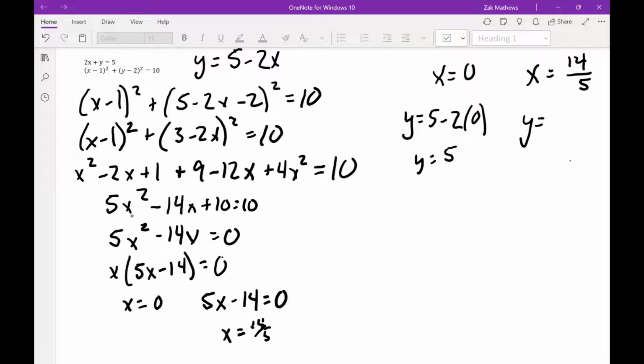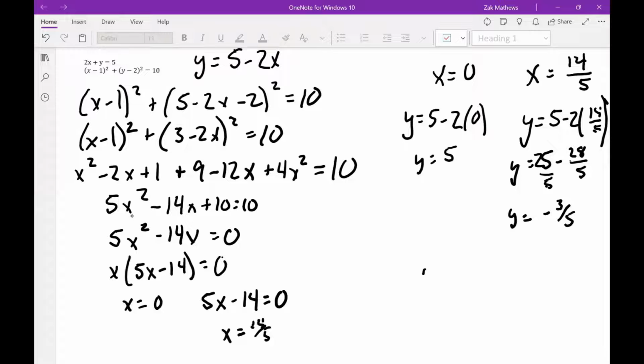Second one, y is equal to 5 minus 2 times 14 over 5. Well, that will be y is equal to 5 minus 28 over 5. Getting a common denominator, this would be over 5. That would be 25 over 5. So y would be equal to negative 3 over 5. So we get a pair of solutions, (0, 5) and (14/5, -3/5).